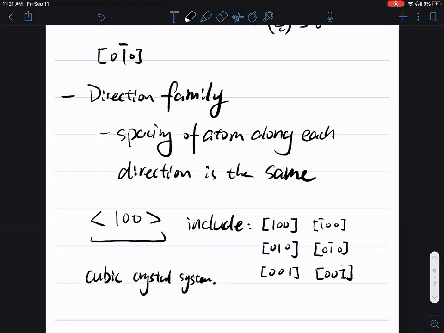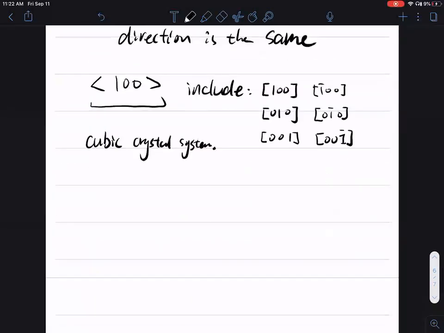All right, now let's talk about planes. We're going to do the same thing: tell you the steps for how to find the indices for a crystallographic plane. Then we're going to talk about plane families. It's kind of like direction families. For a plane family, we use a curly bracket, and it's very similar. Okay, now let's look at planes. Planes are a little bit tricky.